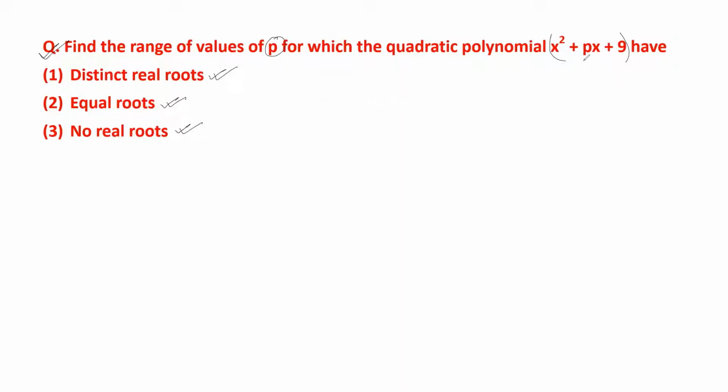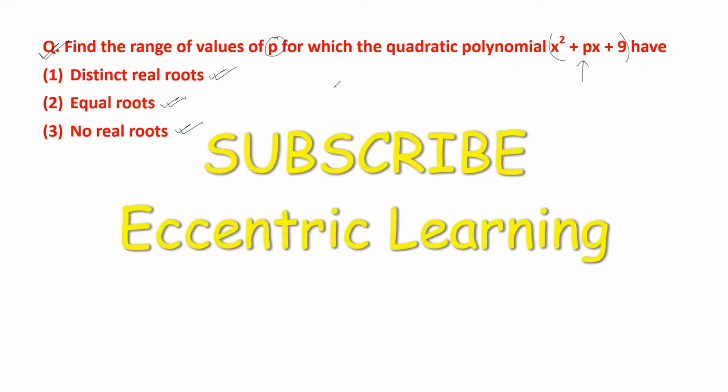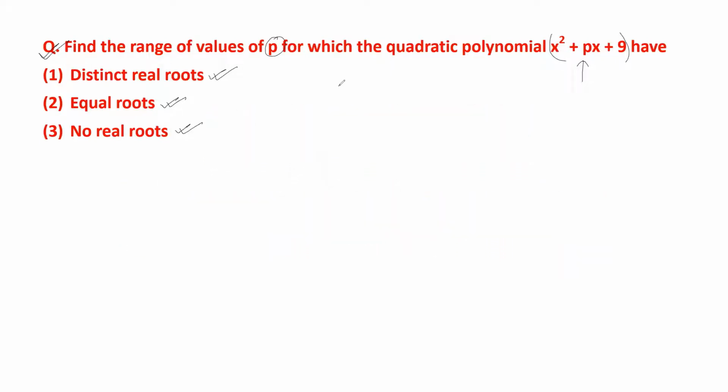Here, the quadratic polynomial is x square plus px plus 9. So if we compare it with the standard form of quadratic equation, in that case, the value of a would be 1, the value of b would be p, and the value of c would be 9. So the value of discriminant D would be simply b square minus 4ac, which would be p square minus 4 into 1 into 9, which would give us p square minus 36.